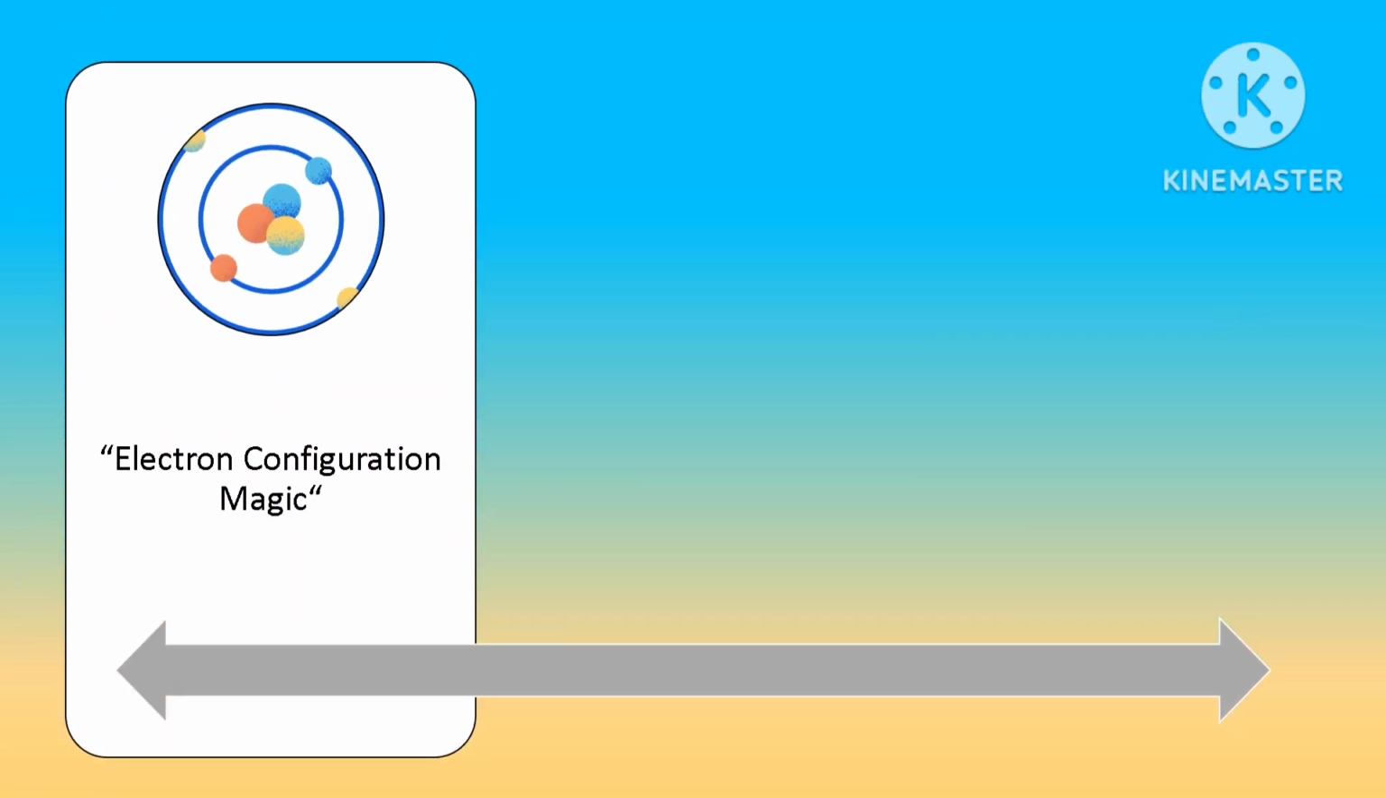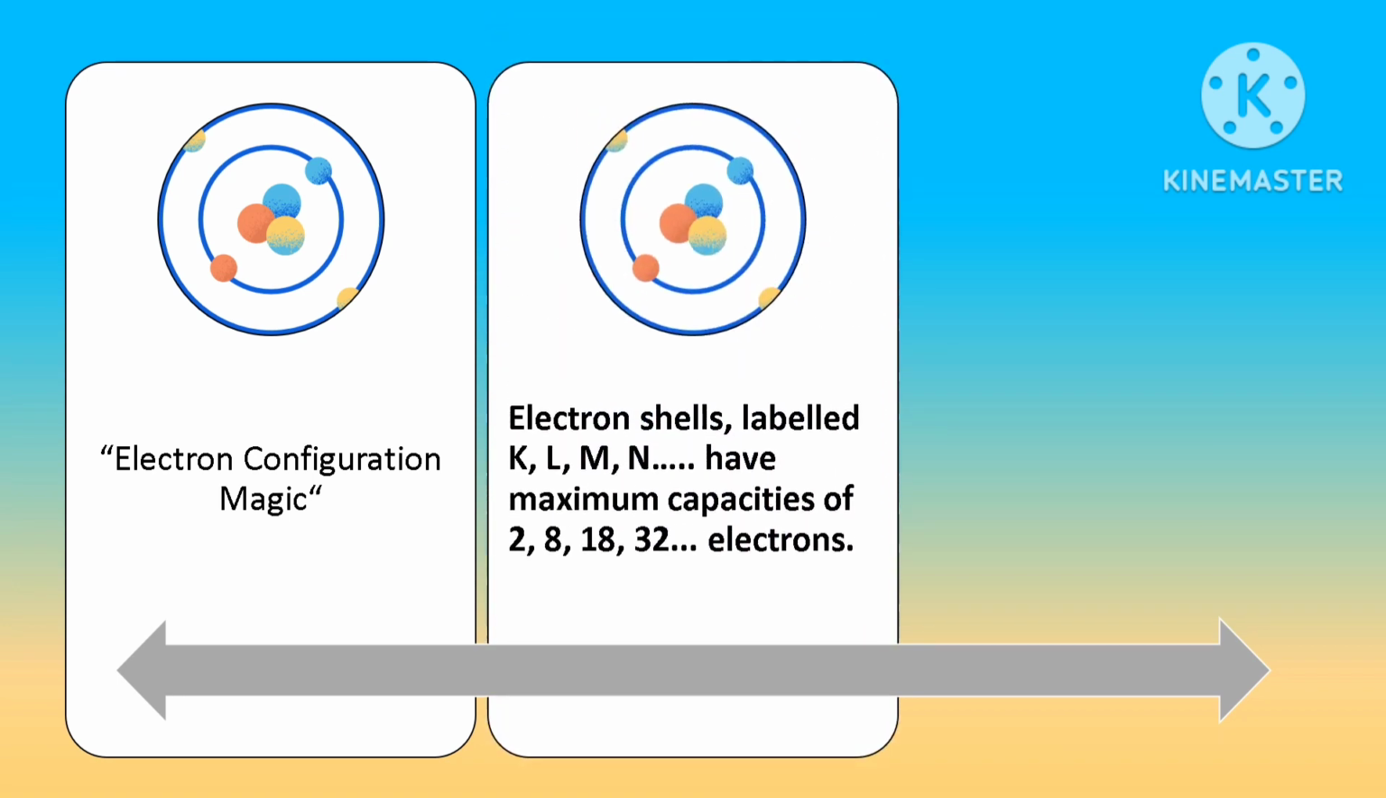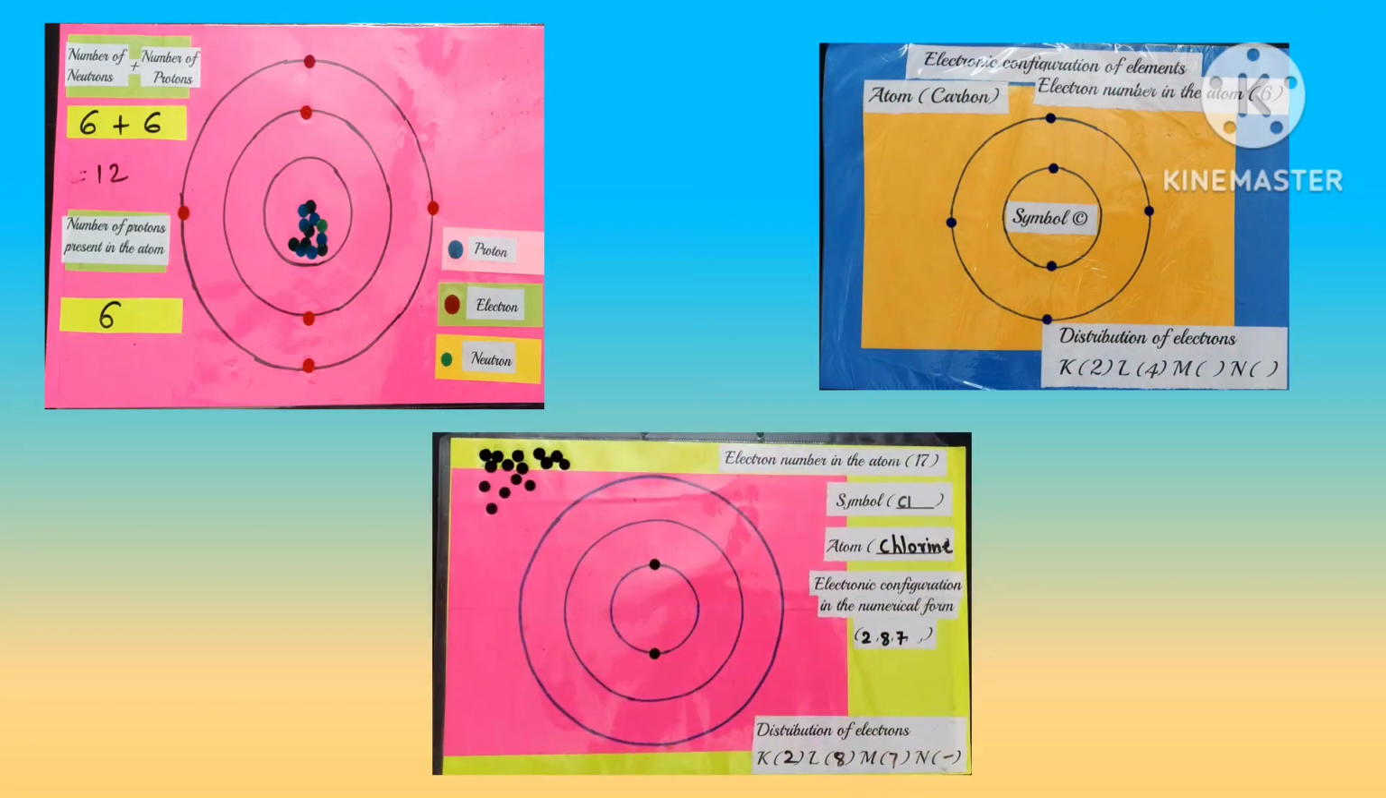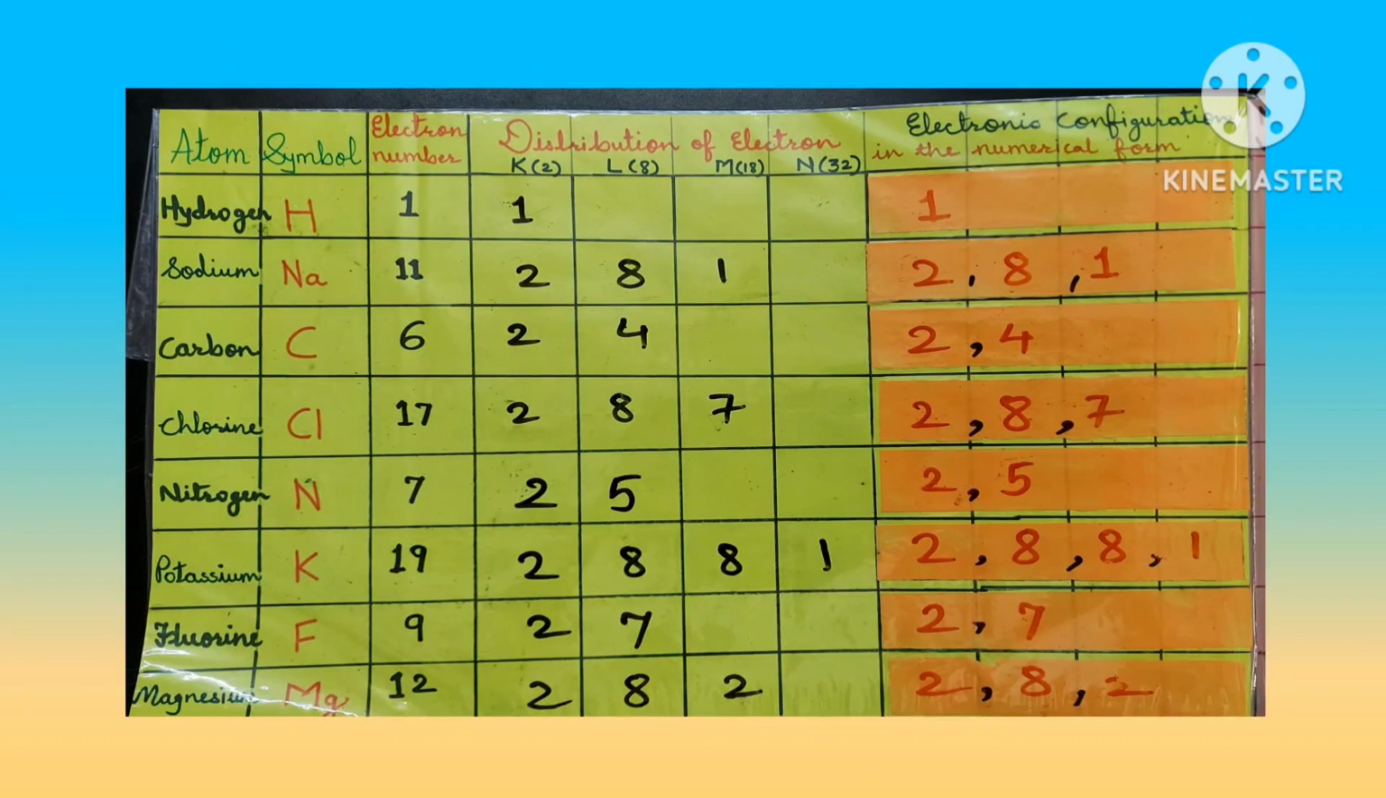Electronic configuration magic. What is an electronic configuration? It is nothing but the arrangement of electrons in the atom. Electron shells labeled K, L, M, N have maximum capacities of 2, 8, 18, 32 electrons. Students can construct such a hands-on model to get the concept of the atomic structure. Teachers can construct such a hands-on model to teach the concept of the electronic configuration of elements.